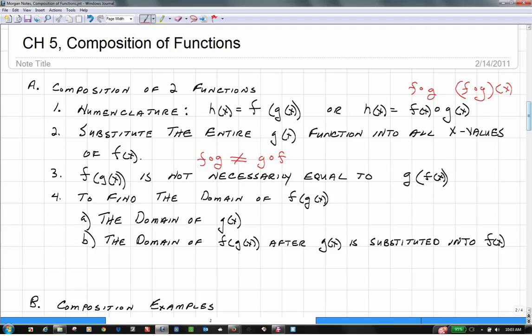And oh, I said that there, number 3. To find the domain of a composition of functions, since I'm putting g of x into f, I'm going to find the domain of g of x, and then I'm going to find the domain of g of x when it's substituted into f of x. And we'll see how that works in just a second. Okay, so let's go to a couple examples.